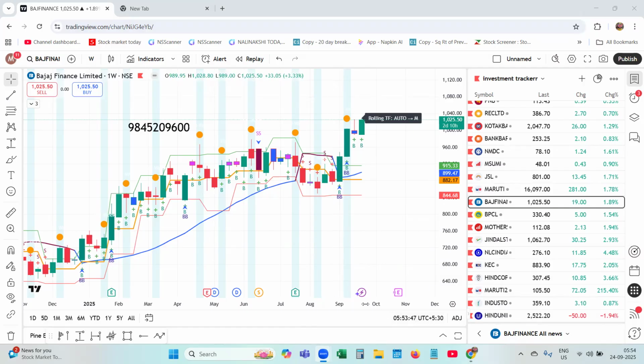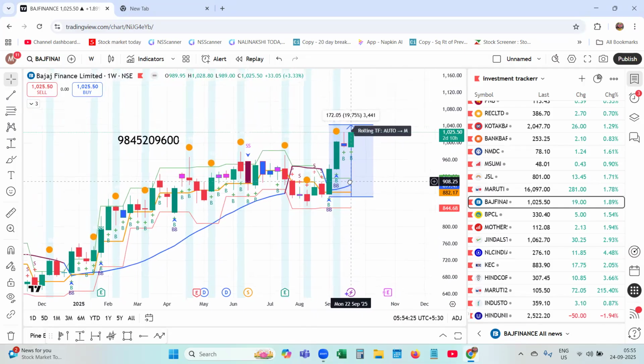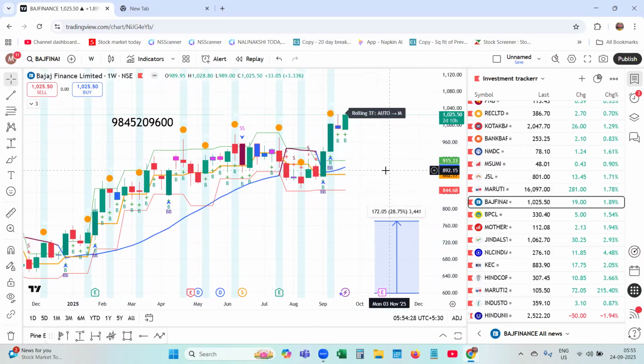Here, I am on the chart of Bajaj Finance. You can see I am on the weekly chart, because this month, from the 1st of September, Bajaj Finance started moving higher. You can see the gain of Bajaj Finance from 873 to 1025. You could have put your money in for a month's investment for a 19% gain. That is enough. You can select the stock like that.